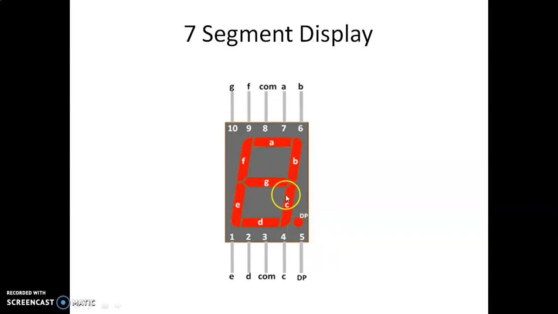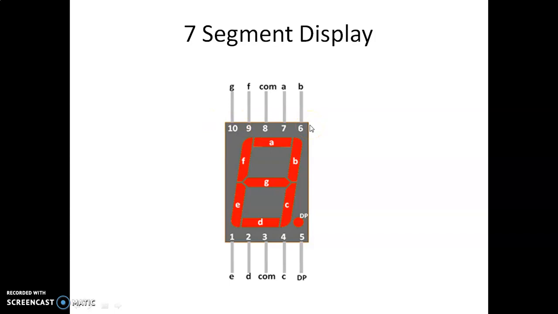If you purchase the 7-segment display from the market, it has a total of 10 pins, and you have to hold the 7-segment display like this. The decimal point should be at the bottom side, and then see what the different segments are. Pin number 1 starts from here. So when you purchase the 7-segment display, you hold it like this, with the decimal point at the bottom side. Pins 1, 2, 3, 4, 5 are these, and pins 6, 7, 8, 9, 10 are the other pins of the 7-segment display.